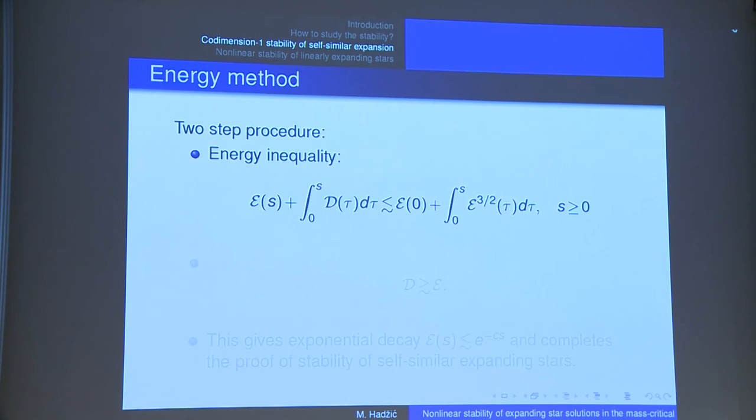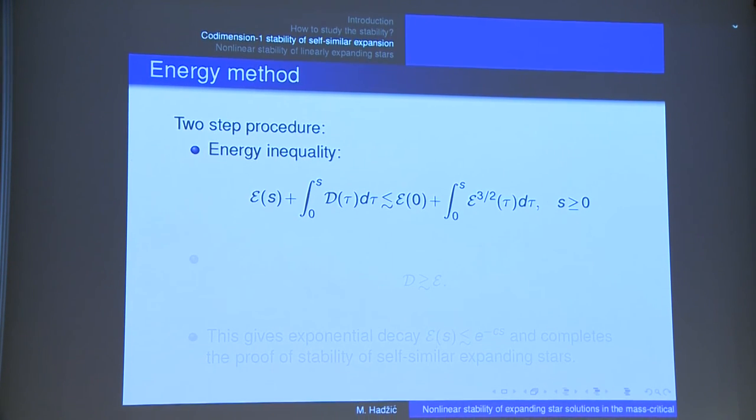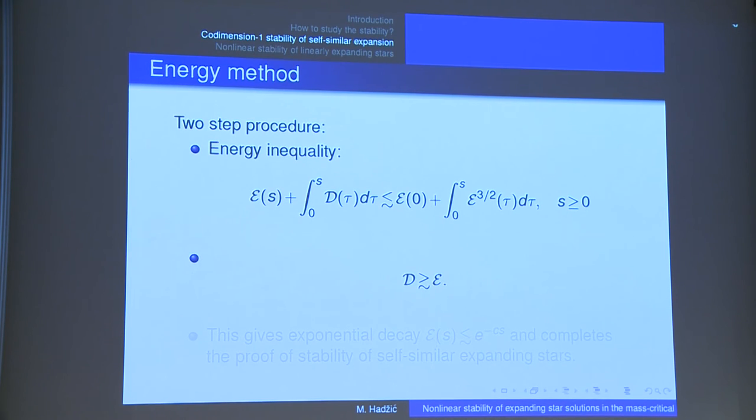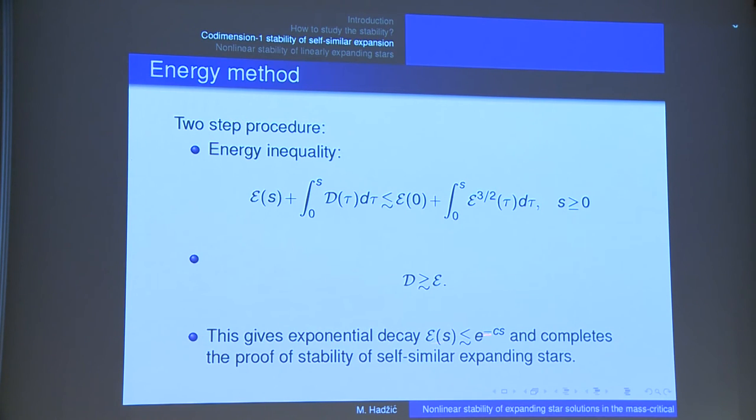And now you will trust me if I tell you how the energy method works. You try to prove something like this. This term here kind of comes from that damping term that I mentioned. Of course, you need to control the energy by this dissipative term here. You can do that because of the spectral gap property. It's a technical thing, but you can do it. And this, in principle, gives you the exponential decay and completes the proof.